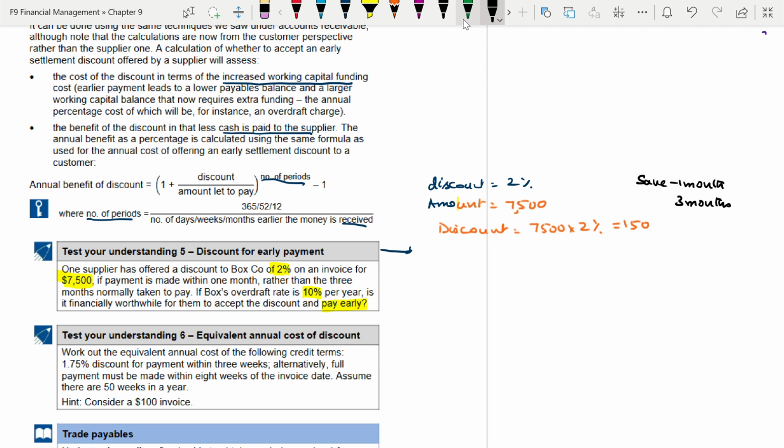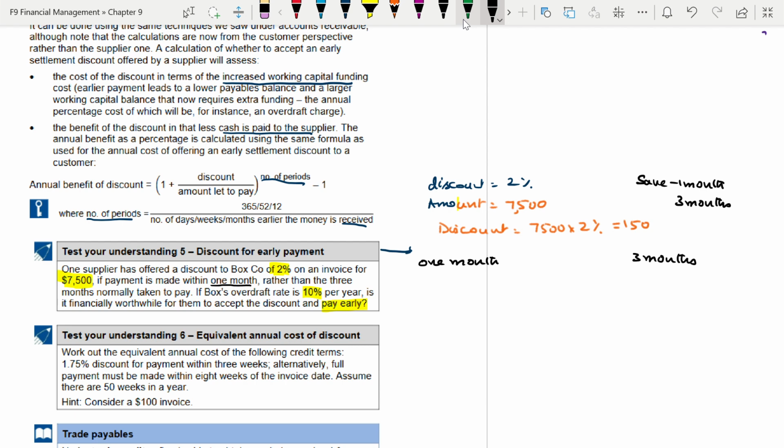When discount is 150, how much discount of 2% on the invoice payment, if the payment is paid within 1 month, rather than the 3 months normally taken. If you are going to pay in 1 month, or if you are going to pay in 3 months.